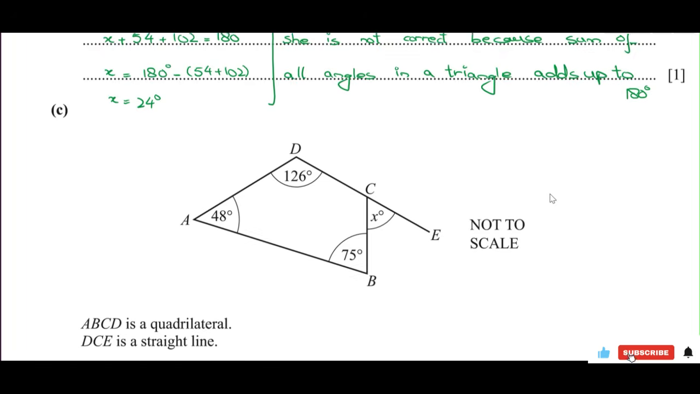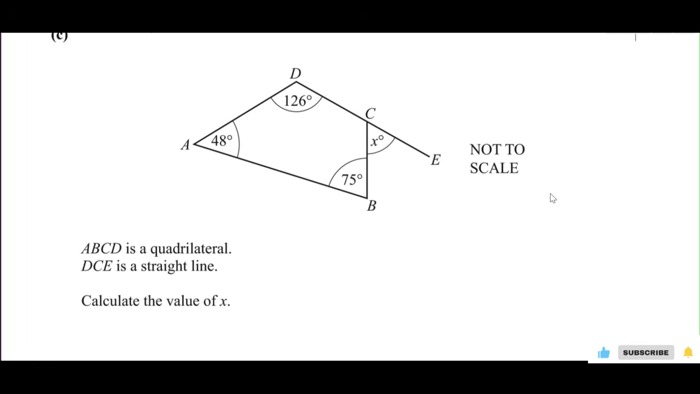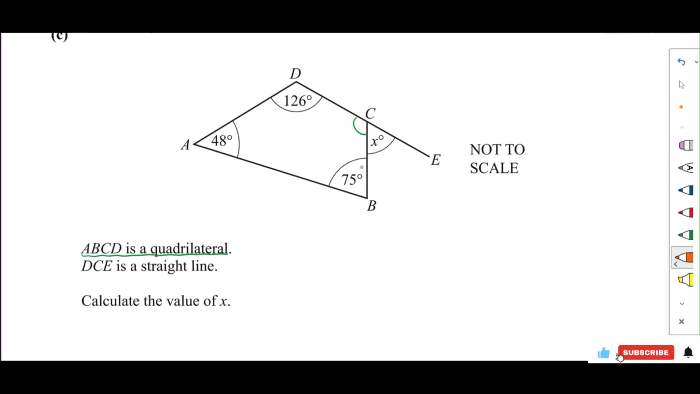Now for part C, ABCD is a quadrilateral. A, B, C, and D, this is a quadrilateral. D, C, E is a straight line. Calculate the value of x. The x is over here. This is pretty simple, since it is given that it is a quadrilateral. The sum of all four angles of a quadrilateral adds up to 360. So we need to figure out this angle first. Their sum should be 360 degrees, right?